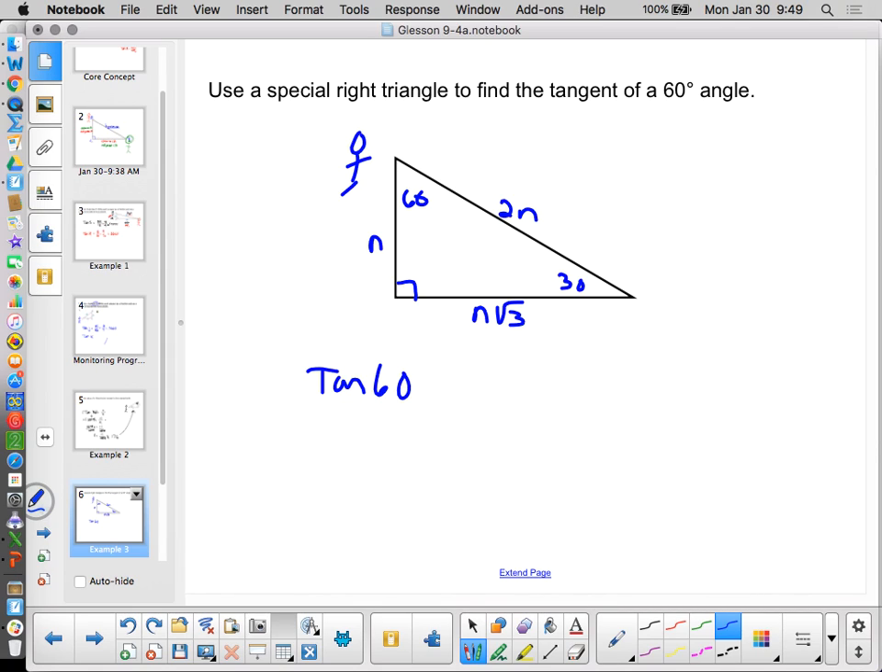Put our perspective right here. Tangent of 60 will be opposite over adjacent. For a 60-degree angle, the n root 3 is the opposite side. Which is adjacent? Well, 2n's the hypotenuse. It can't be the adjacent. It must be n. And what happens? The n's cancel out. The tangent of 60 equals exactly the square root of 3.